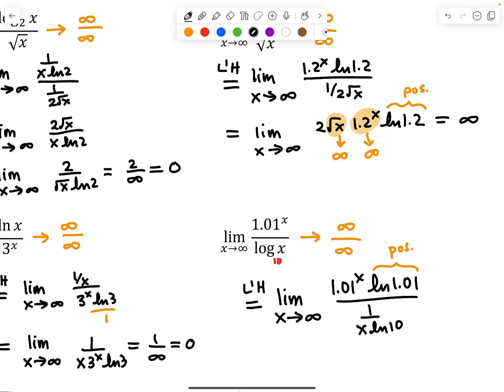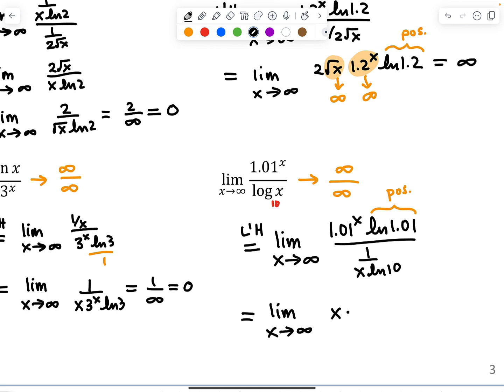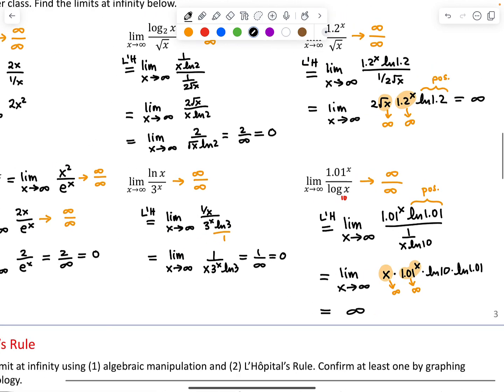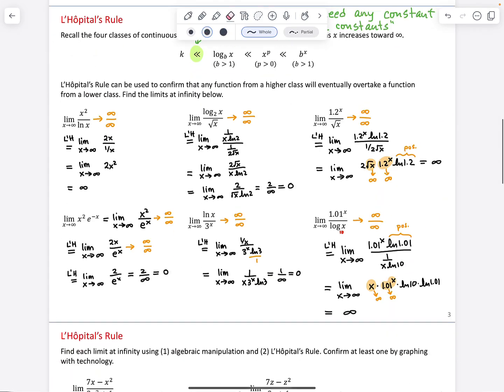We'll invert and multiply. We get x times 1.01 to the x times the natural log of 10 times the natural log of 1.01. Well, both of these terms will approach infinity, so overall, this limit will be positive infinity, confirming our suspicion. Let's go to the next page.